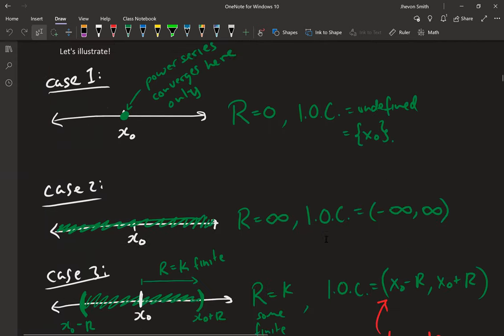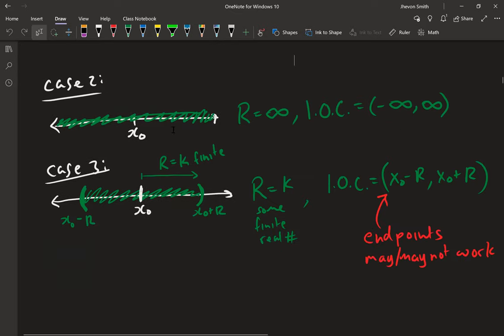So these are illustrations of all the situations we can have. We can converge at exactly one point. This is when our radius of convergence is 0, and the interval of convergence isn't an interval at all. It's literally a set with one thing in it. We can converge on the entire real line, meaning no matter what number I plug in for x, the series, once I write it out, is going to actually converge and make sense.